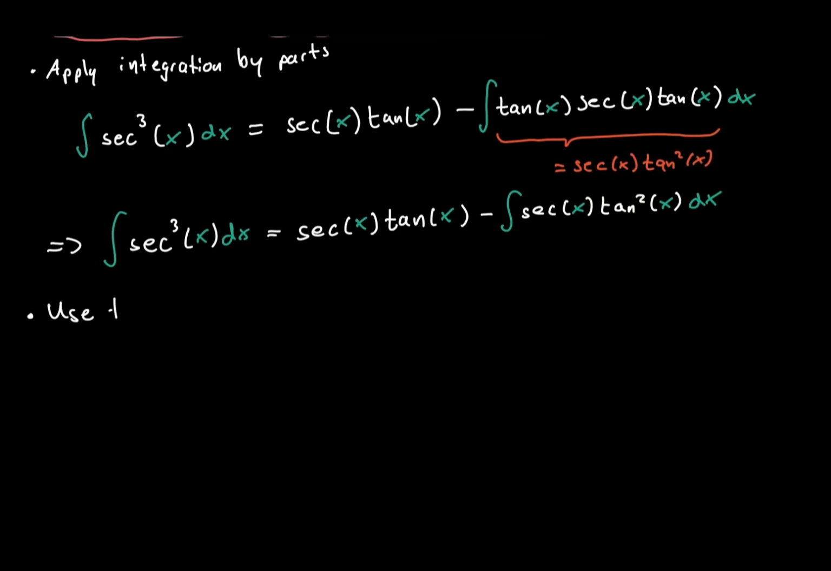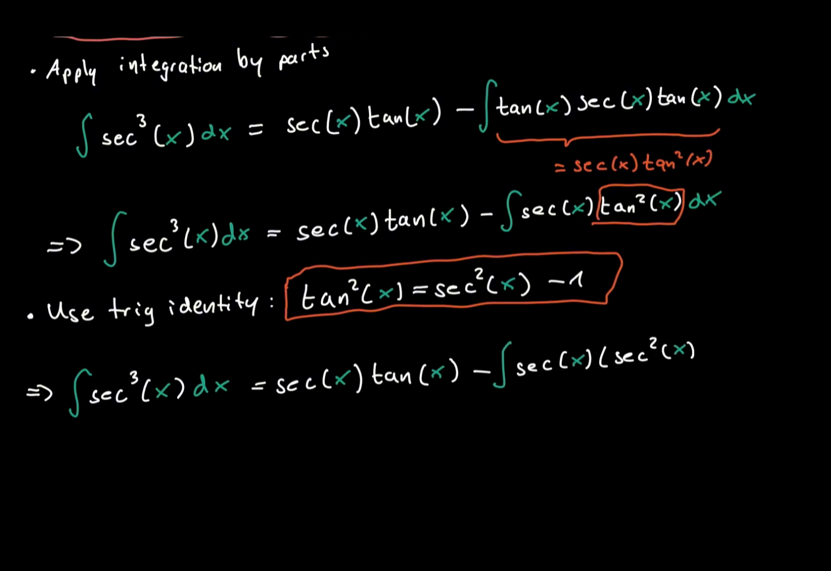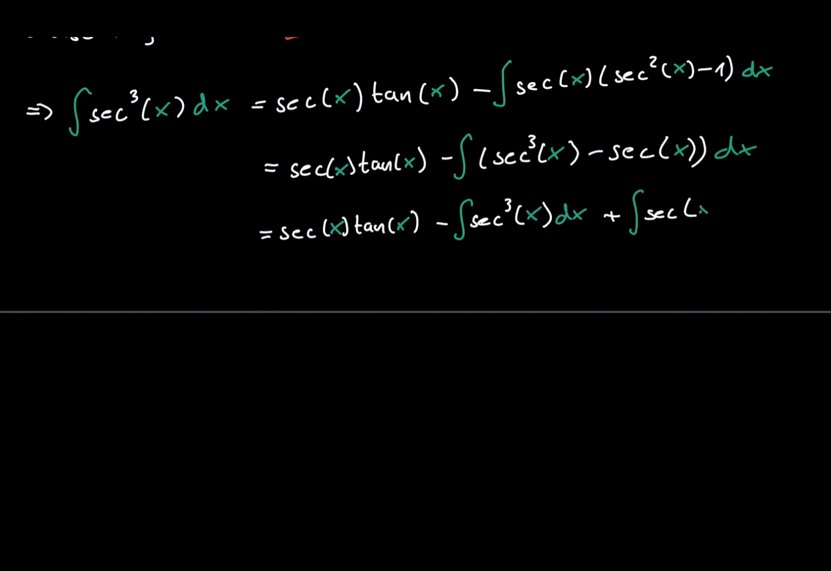Next, use the identity tangent squared x equals secant squared x minus 1. Substitute that in. Now the integral becomes secant x tangent x minus the integral of secant x times the quantity secant squared x minus 1. Expand this. We get secant x tangent x minus the integral of sec³ x plus the integral of secant x.